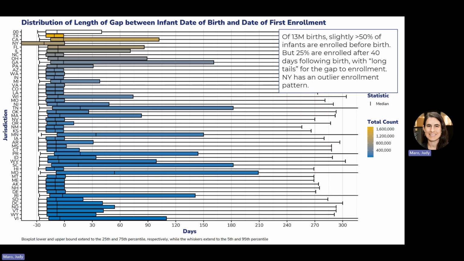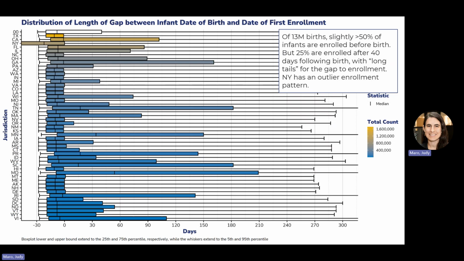And so we're curious about how that gap looks in these different jurisdictions. Overall, of 13 million births in these data, slightly greater than 50% of infants are enrolled prior to birth, which is great news for us when we look to follow a child from the date of birth on. But 25% are enrolled after 40 days following birth. And there are some very long tails in this data set, so that you can see that some individual jurisdictions have children that are not enrolled for more than 6 months after they're born, sometimes more than 8 months.